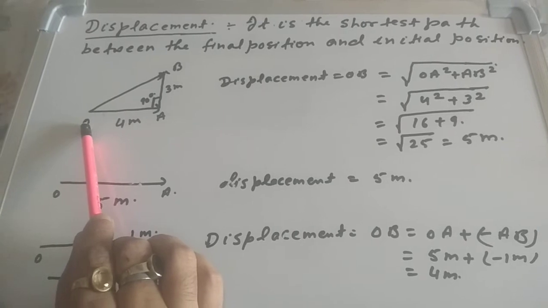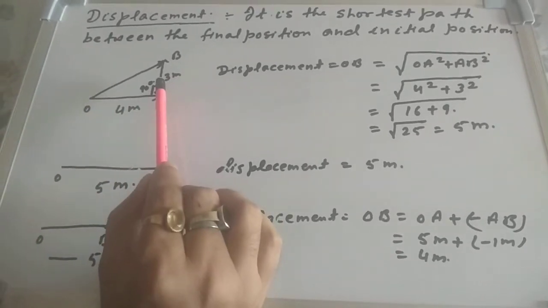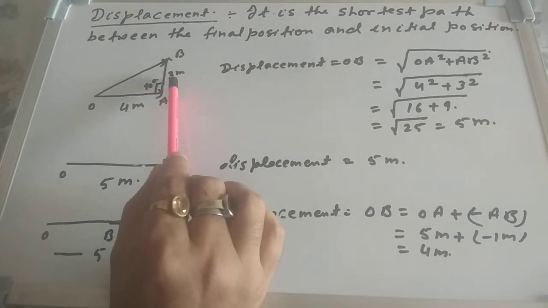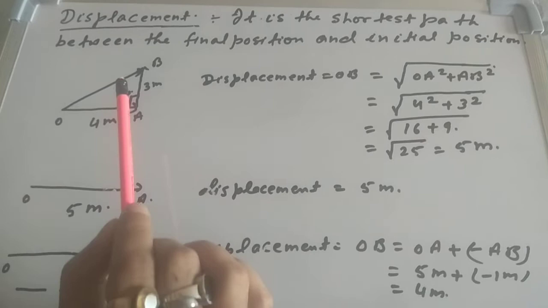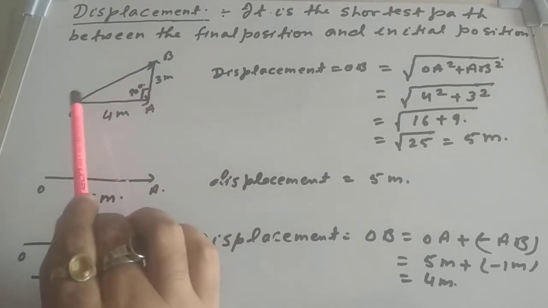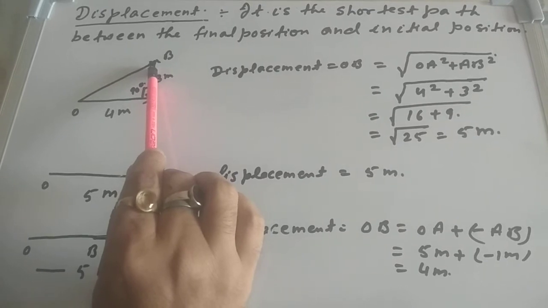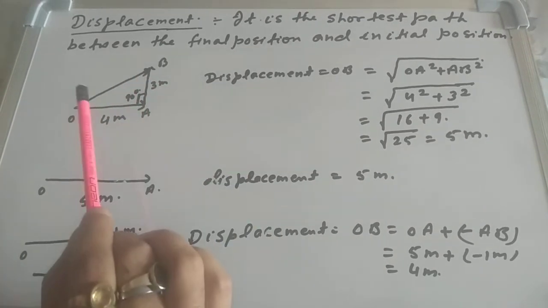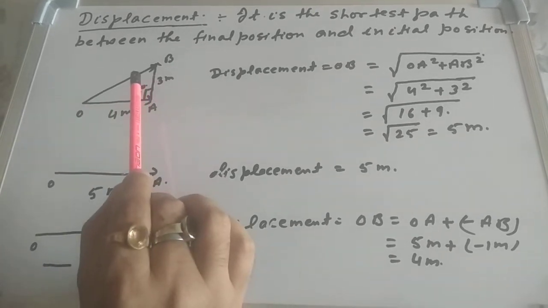Suppose a boy moves from O to A, that is 4 meter. He turns left and moves to B, 3 meter. So we have to find the displacement in this figure. Here I have joined the initial position O and the final position B. This OB is the displacement because it is the shortest path of this situation.